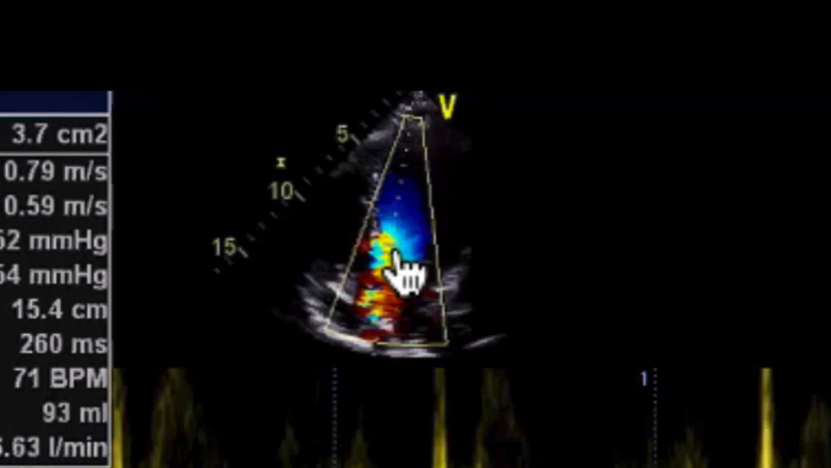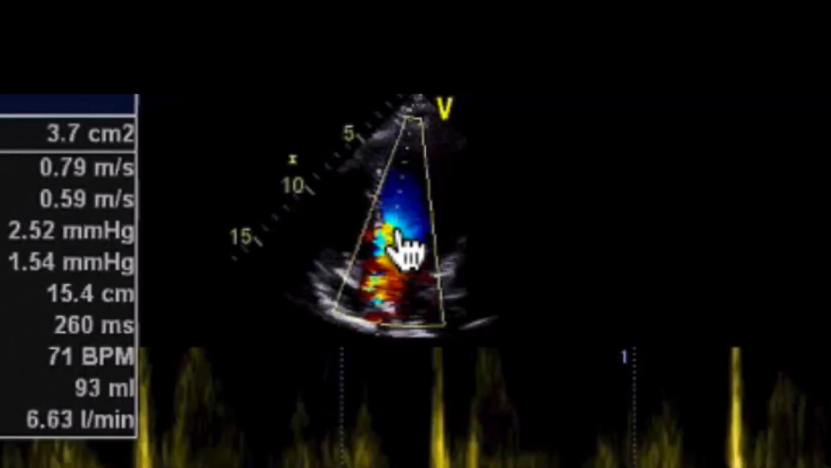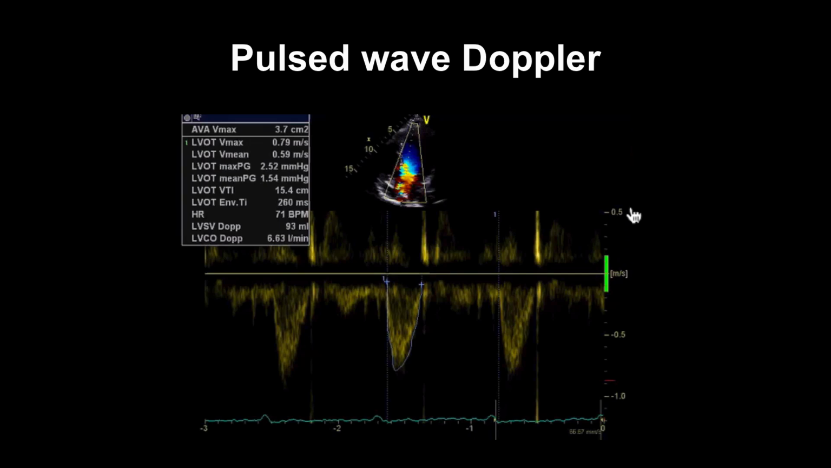But instead of using the tissues as our reflectors for the ultrasound, we're actually bouncing it off the red blood cells. And what happens is if the red blood cells are moving away from the probe, the frequency of the ultrasound will diminish, but if they're moving towards it, they will increase. Now the machine is able to convert these changes, these Doppler shifts, into velocities, and that's what it displays here on the y-axis, velocities in meters per second against time here.